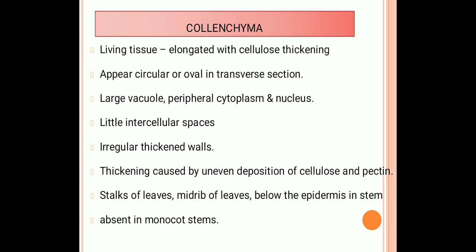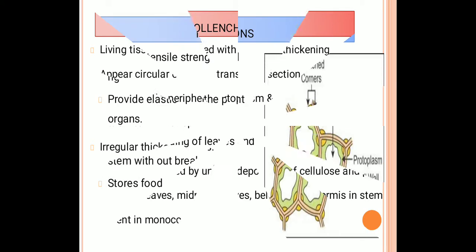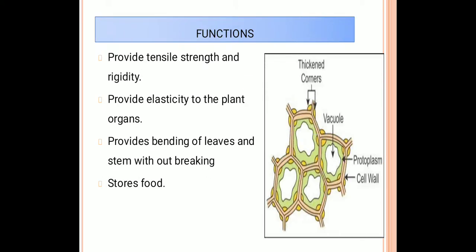Good evening students. In continuation of the simple permanent tissue, the next one is the collenchyma. What is collenchyma? Collenchyma is a living tissue. It is somewhat elongated, with cellulose thickening at the corners. Here you can see the picture, the thickened corners. These tissues are elongated with cellulose.